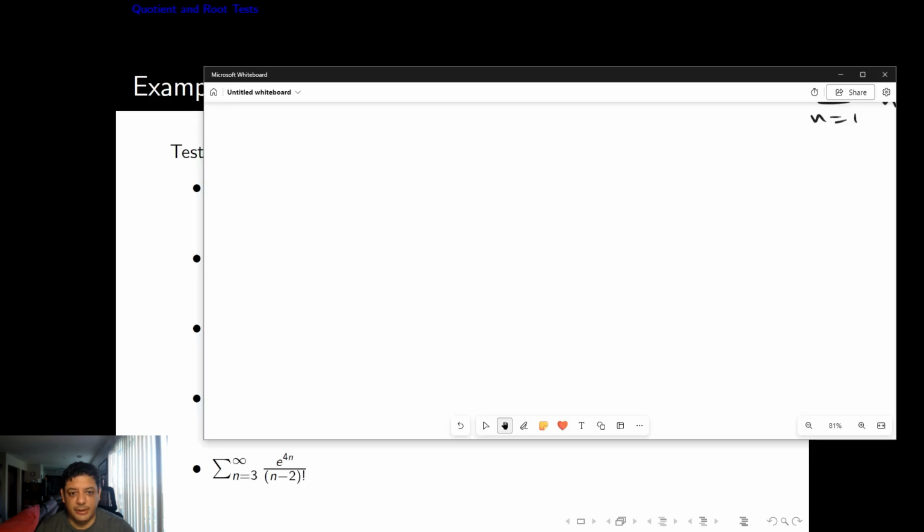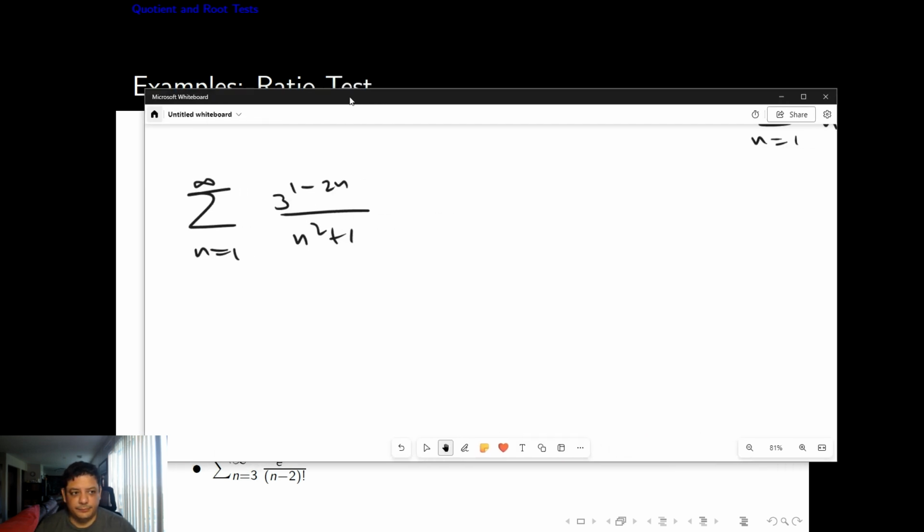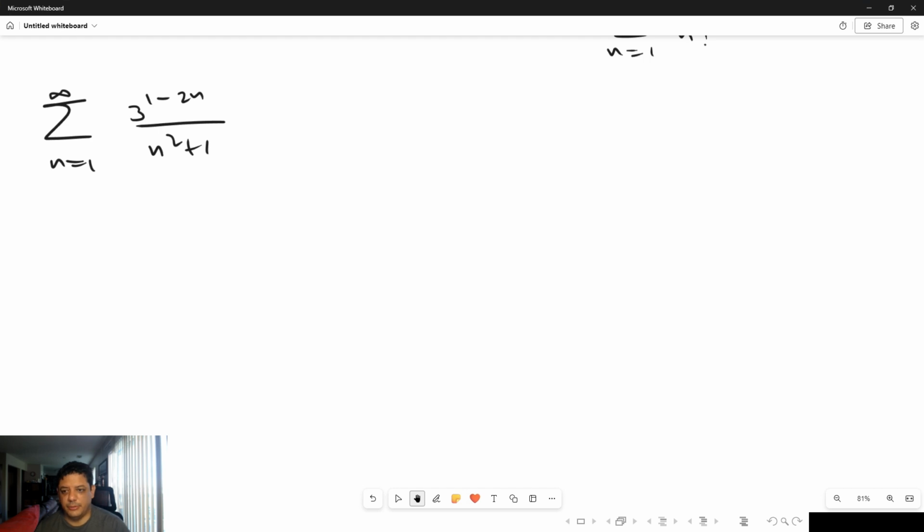Now let's move on to the next example. Now we have the series from n equals 1 to infinity of 3 to the 1 minus 2n over n squared plus 1. Again, here we approach this in the same way.